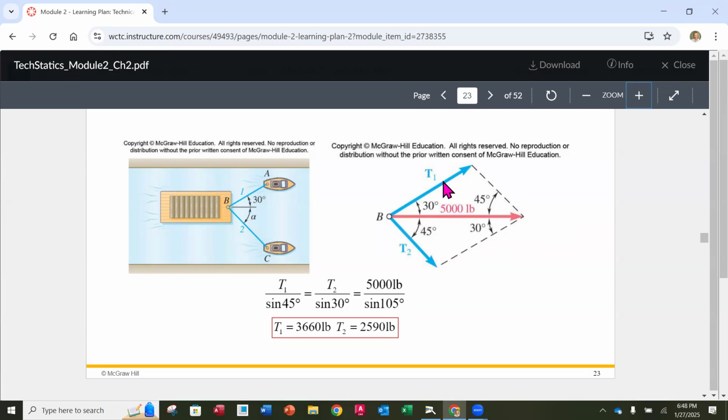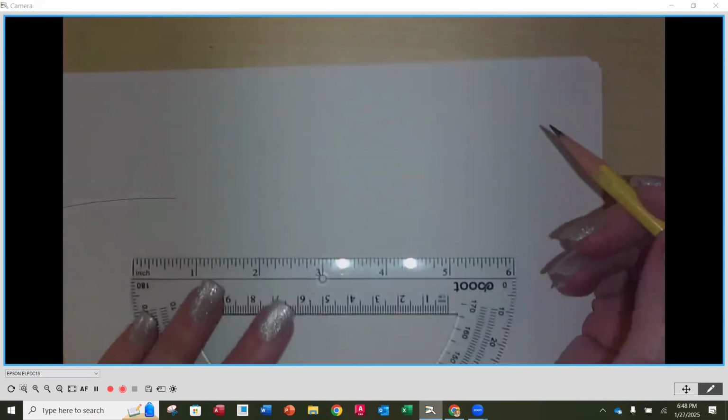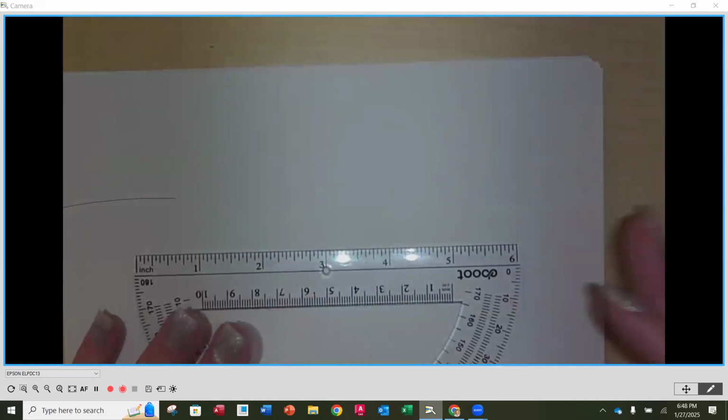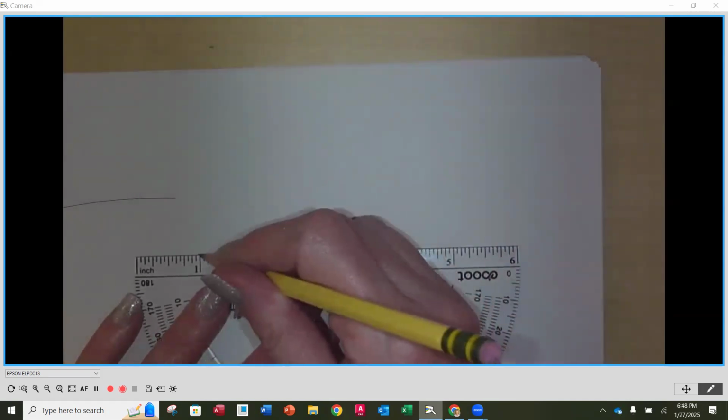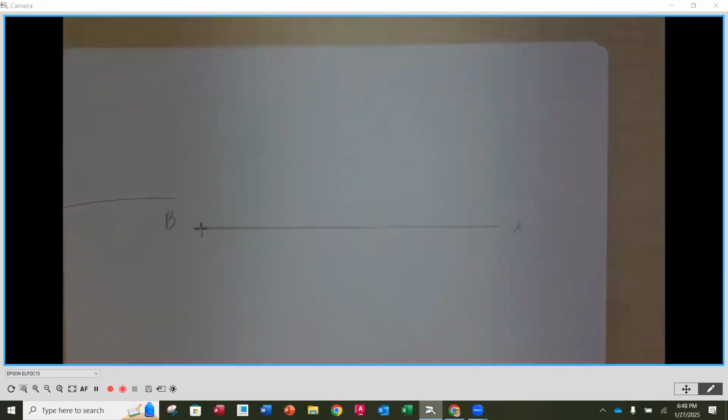So let's start with our illustration. We're going to start with point B. We're going to start with the 5,000 pounds, and we're going to draw that first on our paper. Okay. So I'm going to, again, take about the top half of my paper for this one. So this is going to be my x-axis. This is going to be point B. So this is my x-axis.